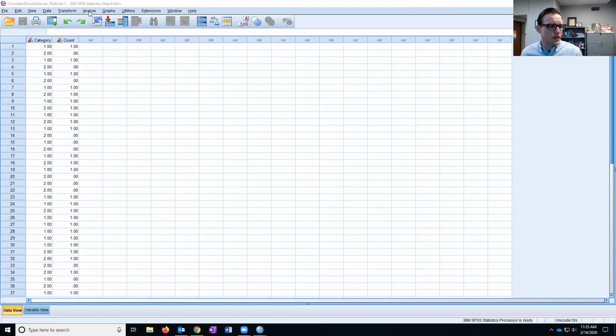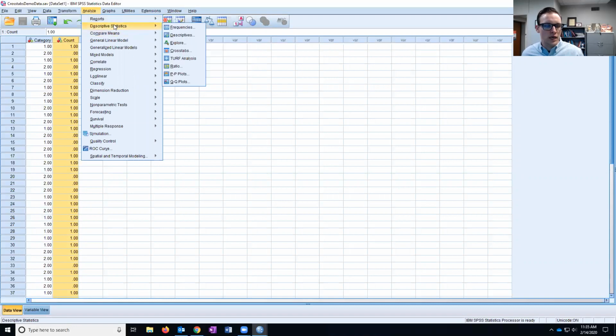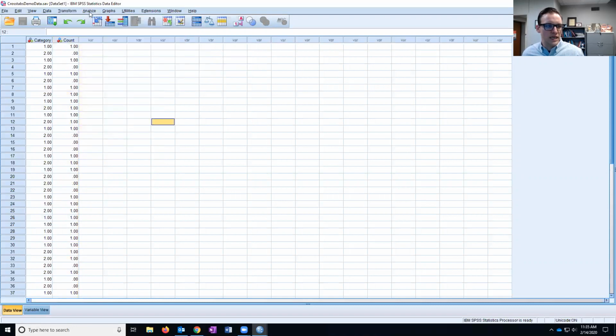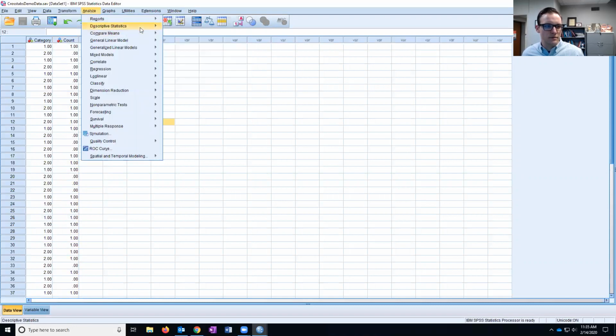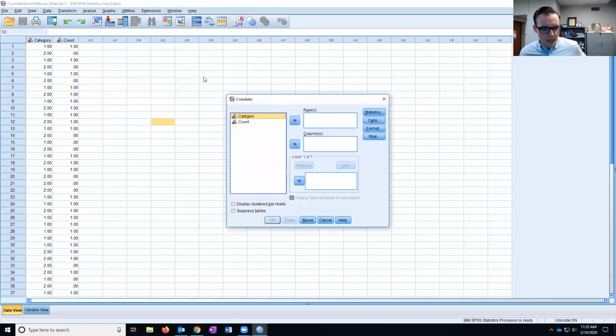First we've got a category and we've got a count. My goal is to identify how many ones are in category 1 and how many ones are in category 2. So all I have to do is go to Analyze, Descriptive Statistics, and come down here to Crosstabs. I'm going to do that one more time: Analyze, Descriptive Statistics, Crosstabs.